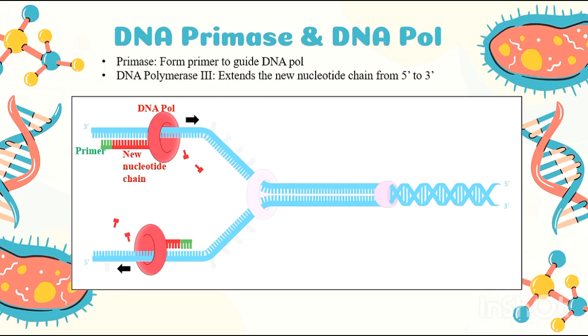Next comes the DNA Primase enzyme, which mainly forms the primer. Primer is the main base of the replication process, which identifies the sequence and binds with the parental DNA strand and guides the DNA polymerase enzyme to form the new nucleotide chain. The main function of DNA polymerase enzyme is to extend the new nucleotide chain, and its biggest characteristic is that it always acts in the 5' to 3' direction.